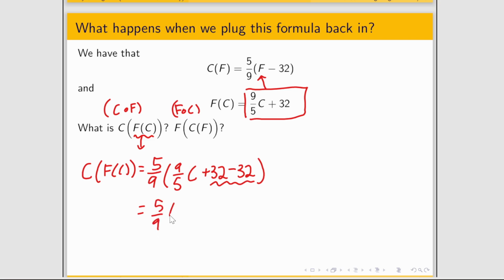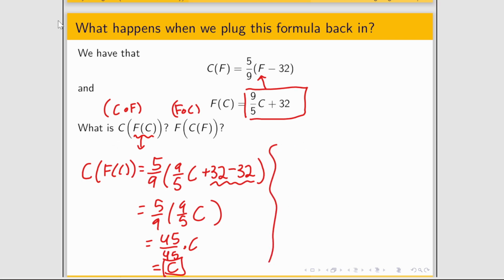That is just 0. So then we have 5 over 9 times 9 over 5 times Celsius. Well, 5 over 9 times 9 over 5, even if you don't immediately recognize that will give us 1, let's just kind of naively do this as fraction multiplication. 5 times 9 gets us 45, over 9 times 5 also gets us 45. 45 divided by 45 gives us 1. So when we plugged the inverse into the original, we were just left with the input.